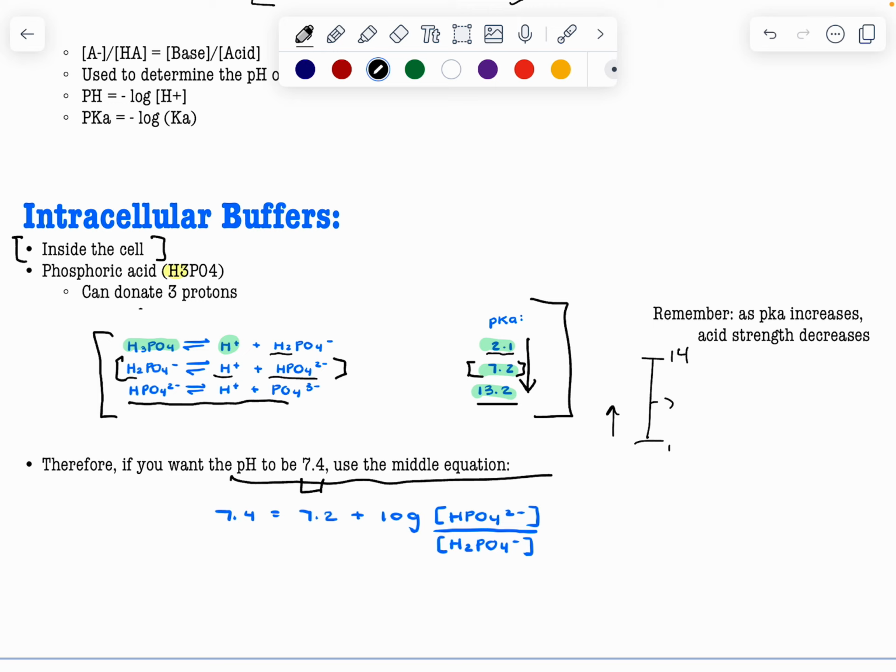And then if you look at this last one, we have one proton left, let's get rid of it. We put it through a reaction, lose that last proton, and now look, we're only left with PO4 3 negative, or however you want to say it.